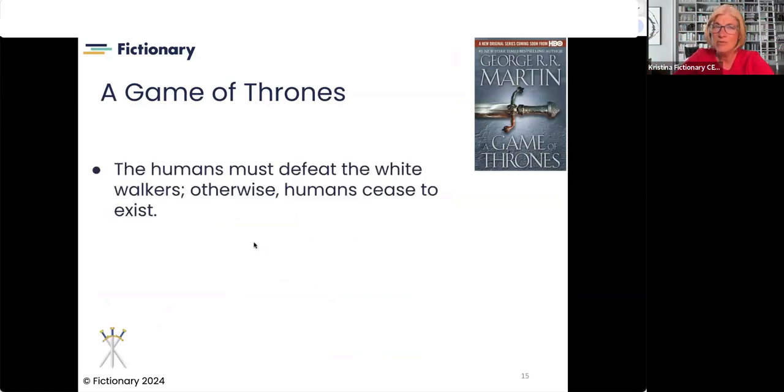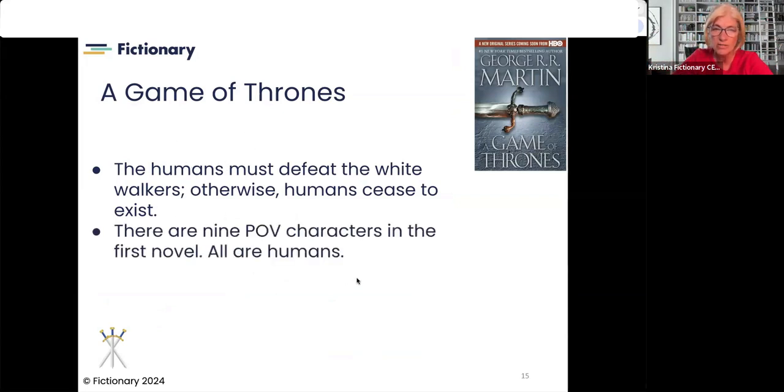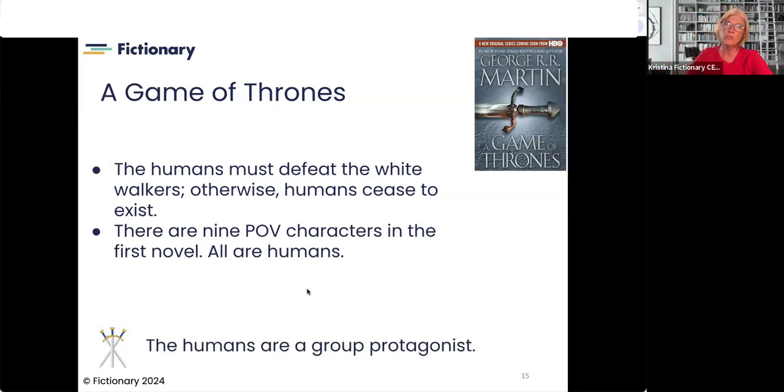Then we have Game of Thrones, and the skeleton blurb for this is: the humans must defeat the White Walkers, otherwise humans cease to exist. That's it. That's why this is a combined protagonist, because it's the humans against the White Walkers. 9 points of view in the first novel. All are humans, so we don't see anything from the White Walkers' point of view. And the humans are a group protagonist.